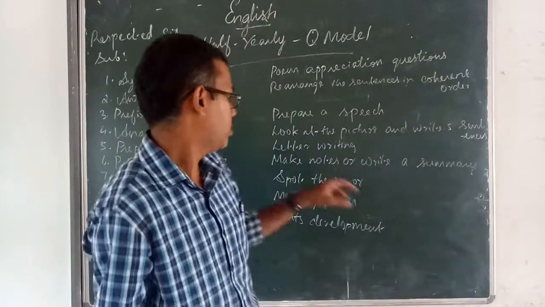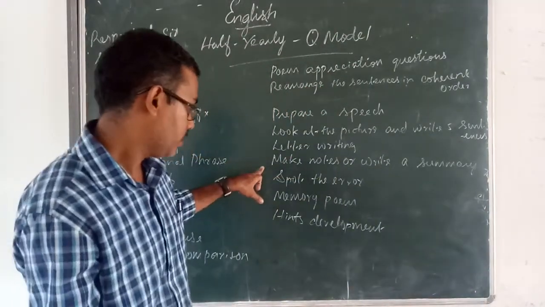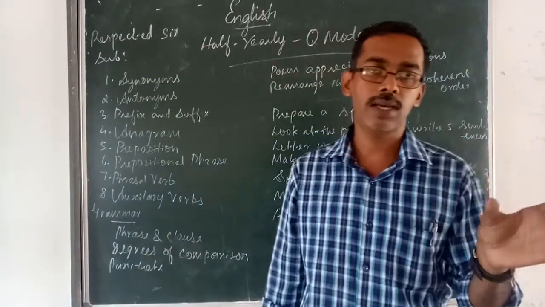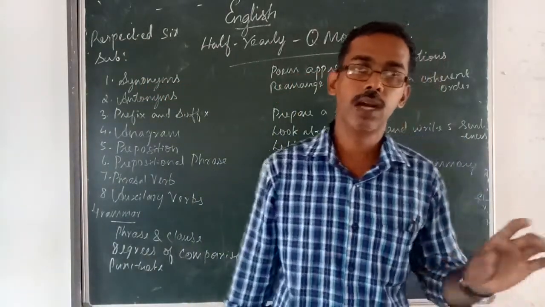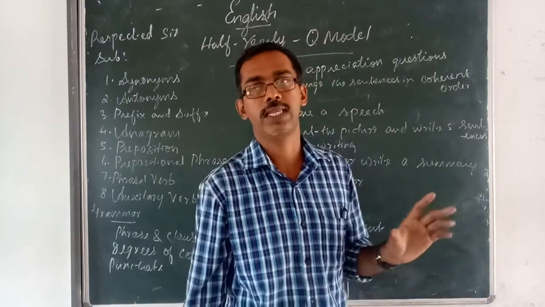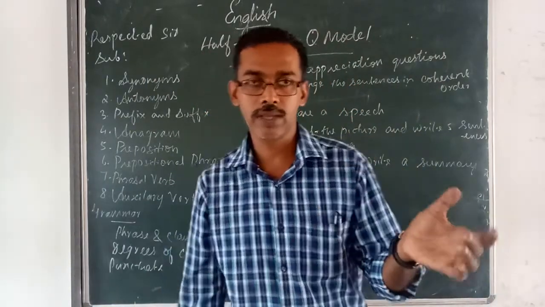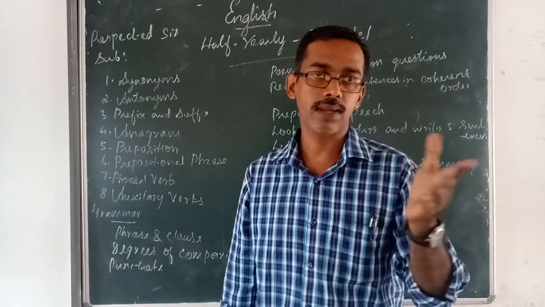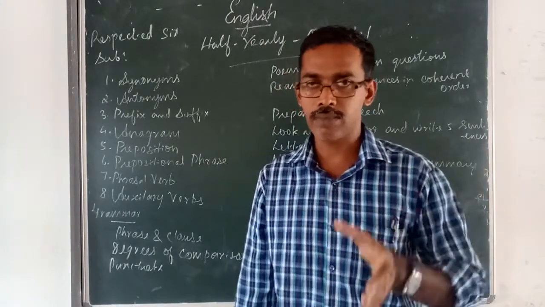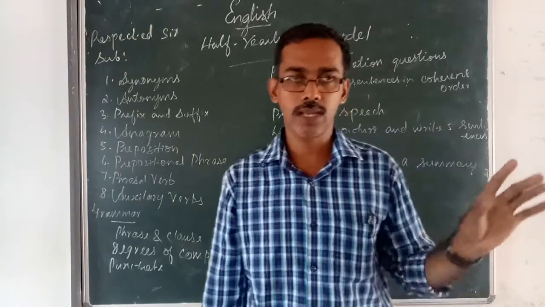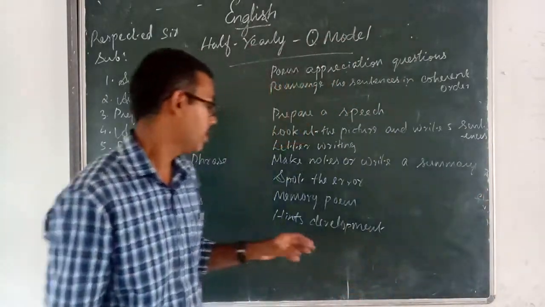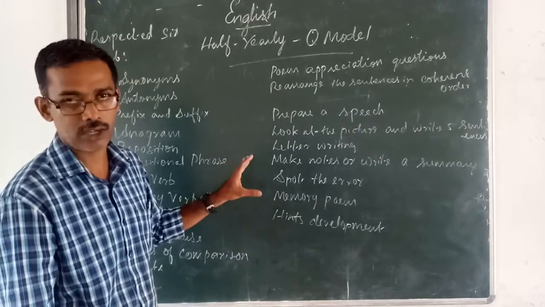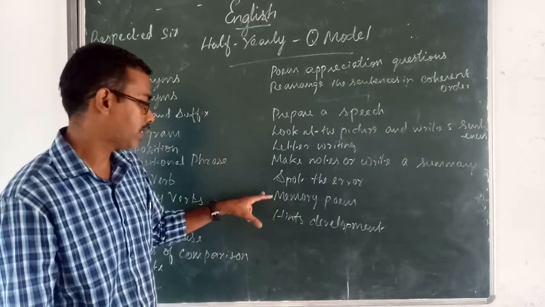Next one, spot the error. Five sentences will be given with grammatical mistakes. You have to correct the five sentences. There will be article mistakes, tense mistakes, and grammatical mistakes. You have to change them and write. The next one, memory poem. Five lines will be asked. You have to write 5 lines in the memory poem.